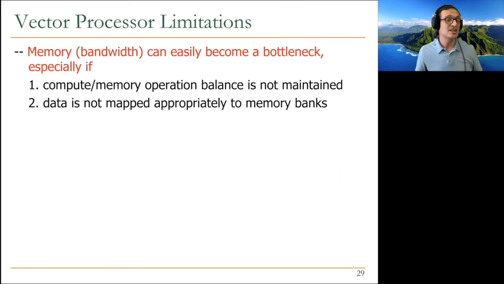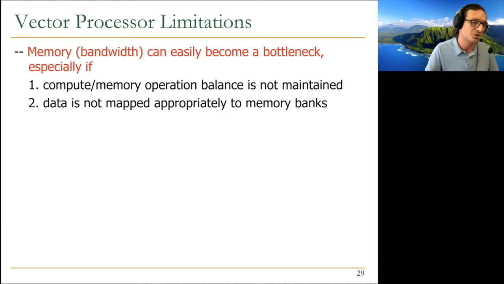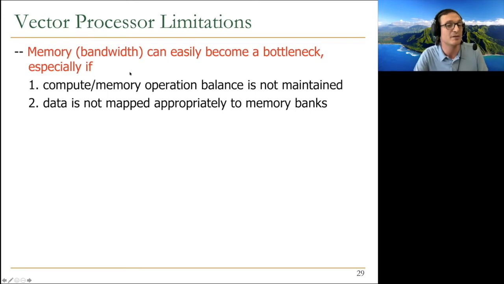So the other limitation of vector processors is memory bandwidth, or memory can easily become a bottleneck, especially if compute and memory operations are not balanced. So if you have, for example, one memory operation for one compute operation, that's not good. Then you need to actually access memory for every single compute operation. But if you have 200 compute operations for one memory operation, then this is called the arithmetic intensity of the program, the compute to memory operation balance. Then you may actually have less of a bottleneck.